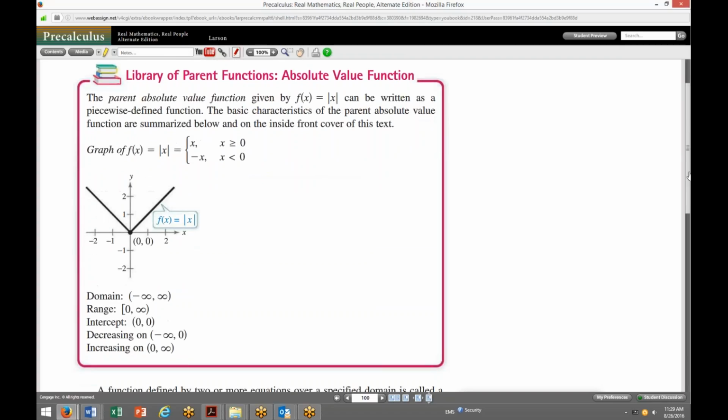Nice little box here about the absolute value function that you will probably want to take a couple minutes and look at. This is a graph of f of x equals the absolute value of x. And a quick pointer here: you'll remember absolute value takes any number and makes it a positive. If it's already positive, or 0, it just stays what it is. But if it's a negative number, it turns it into a positive number.